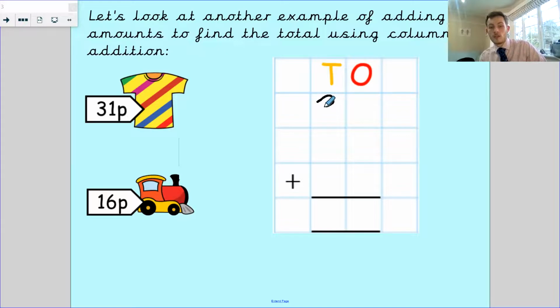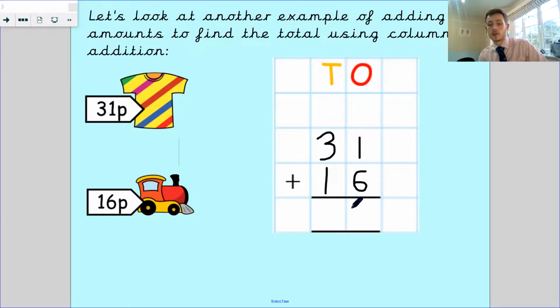We've got 31 pence, add 16 pence. Now I'm showing these as being a little higher up than usual. I'm just writing them in on this, but you could absolutely put them here, and then they've got a plus sign there. So it's whatever's easier for you. I've got 31, add 16.